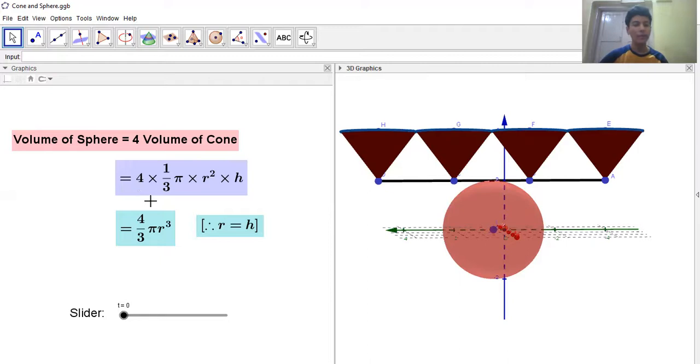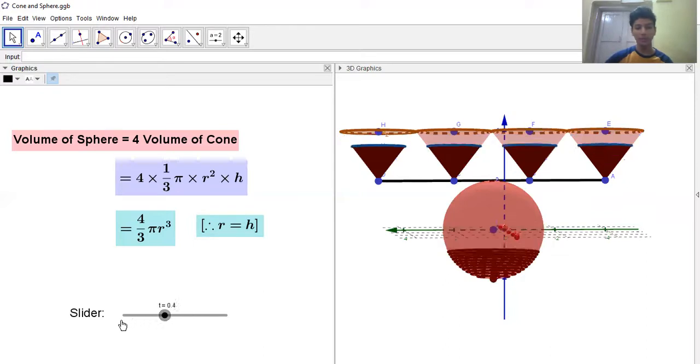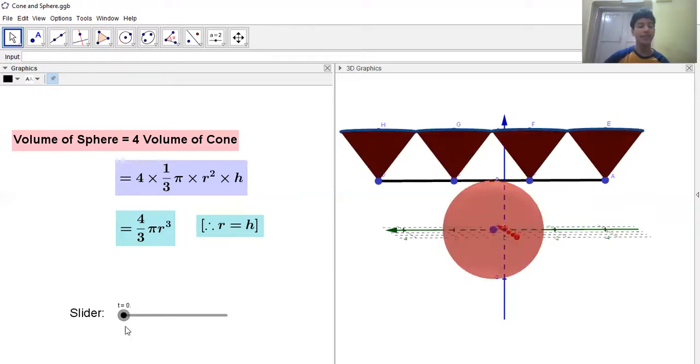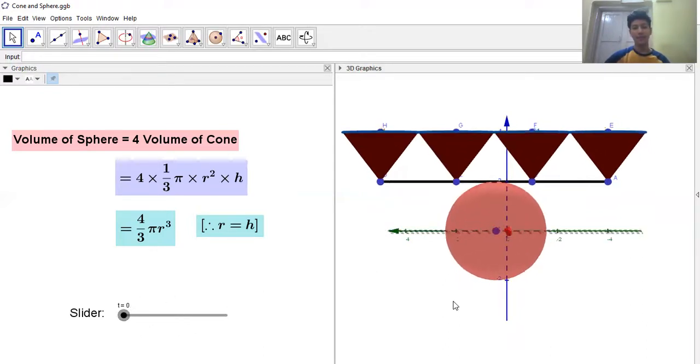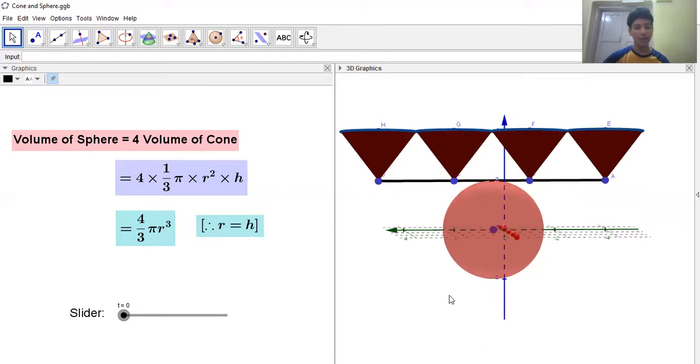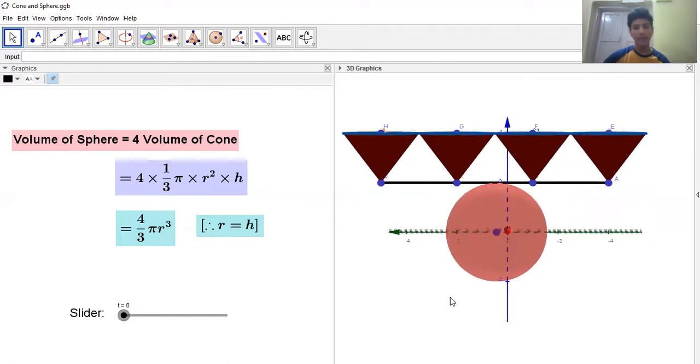So while we multiply the volume of cone into 4, we actually get 4 by 3 pi r cubed unit square at last if you want to. So this is a very simple derivation formula. So if you didn't understand, you can directly contact me as well. And if you have understood, very well done.